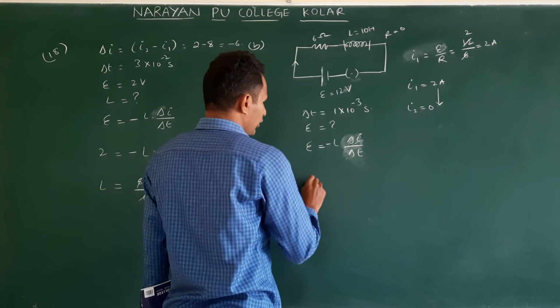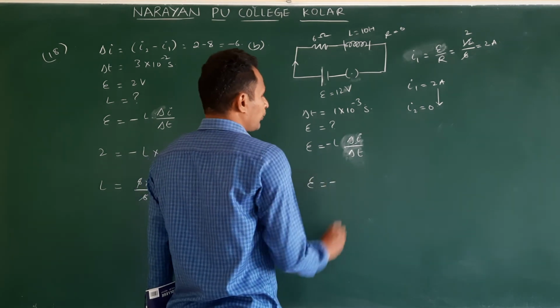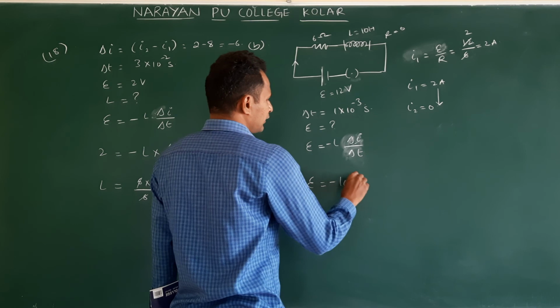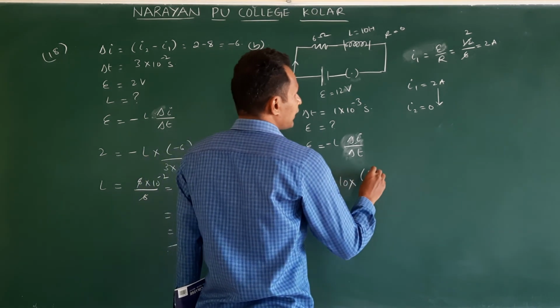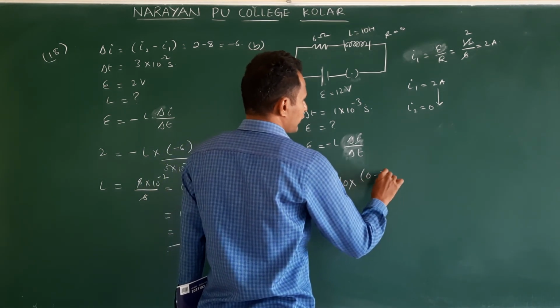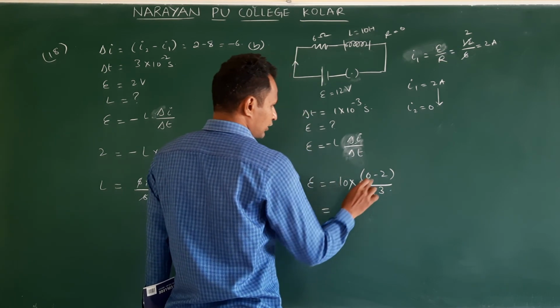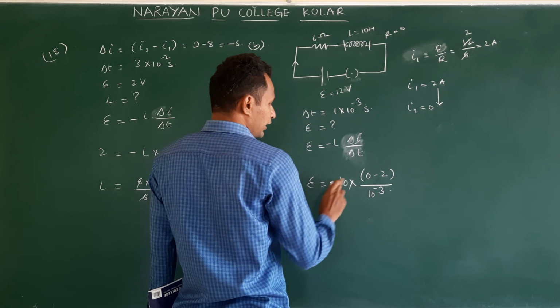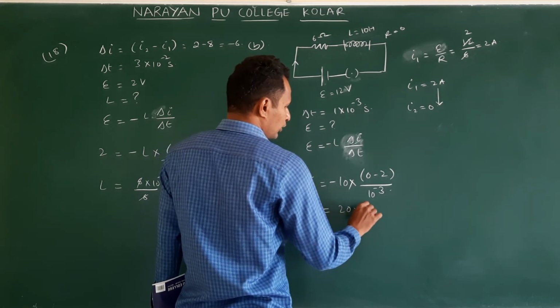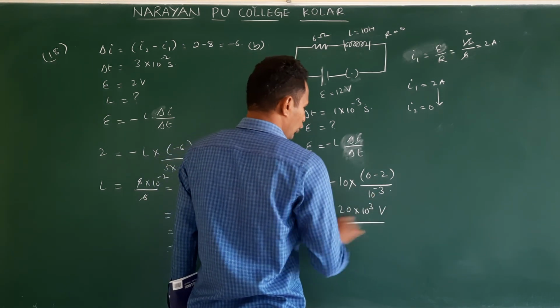They are asking induced EMF. E is equal to minus, L value is 10, this is I2 minus I1. So 0 minus 2 by 10 power minus 3. This is 0 minus 2, minus 2, minus into minus plus, 20 into 10 power 3 volt.